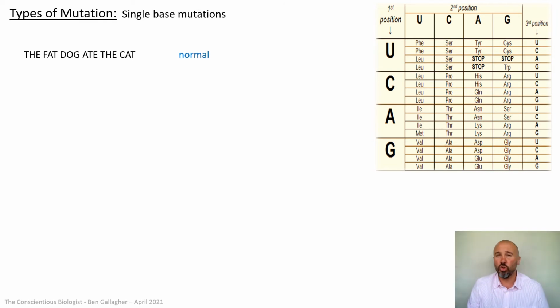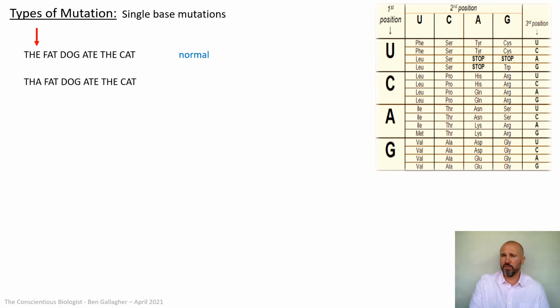So if this was my normal or original piece of DNA, what I'm going to do is cause mutations at this point where that red arrow is. So the E of the fat dog ate the cat. Now, if I show you this first one, look at what I've done there to the E.